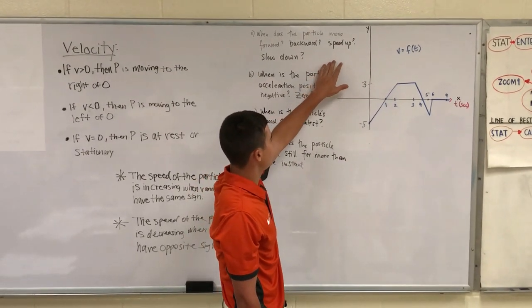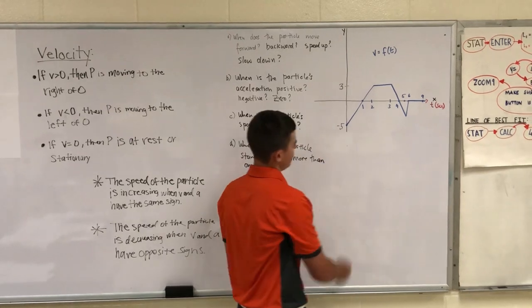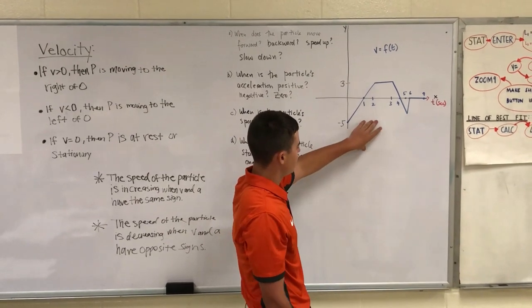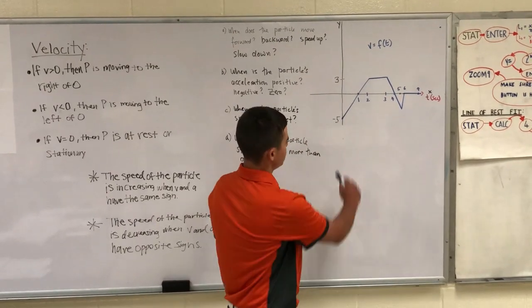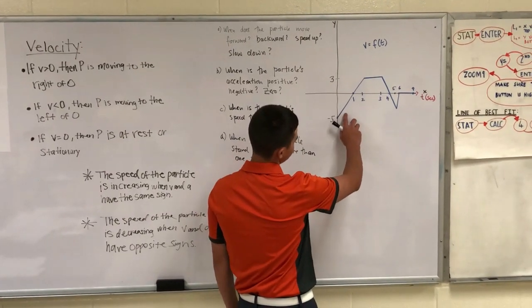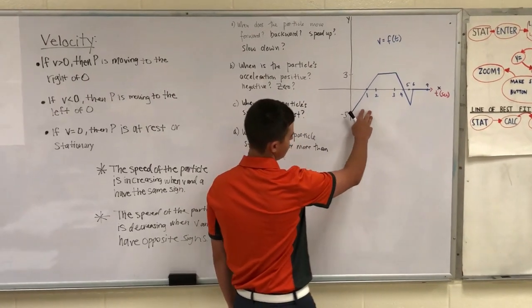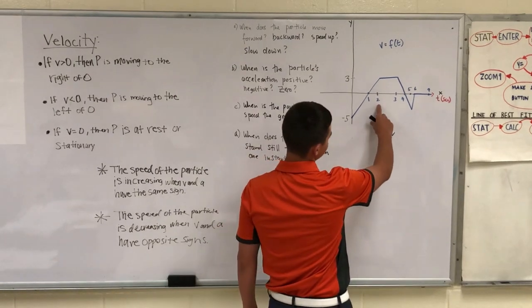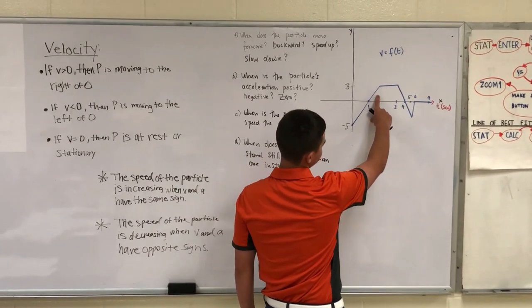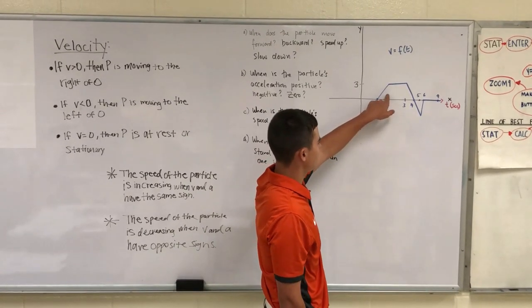Alright, when does it speed up? So the particle speeds up when the slope of the graph and the graph have the same sign. So between 0 and 1, the slope of the graph is positive, but the graph itself is below the x-axis, so it's negative. So it would be slowing down right here. Now when we move from 1 to 2, the slope of the graph is positive and the graph is positive, so it's speeding up between 1 and 2.